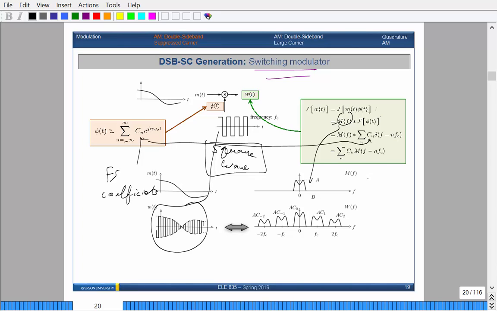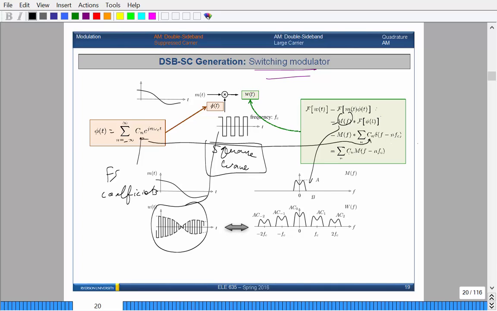So what's going on here is that you are taking your baseband message spectrum and shifting it by multiples of your fundamental frequency, which is defined for the square wave, and they're being weighted by Fourier series coefficients. So the A, I suppose, let me see here.